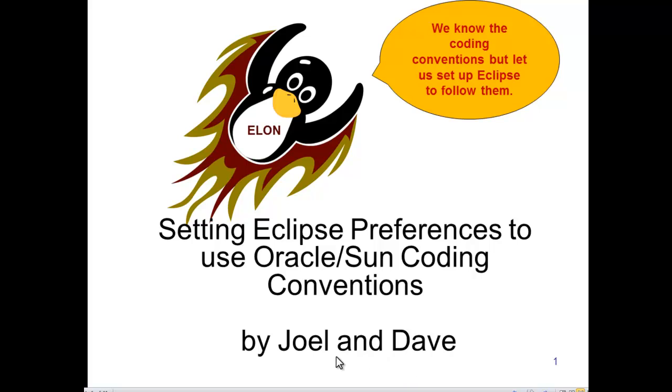On behalf of Joel Hollingsworth and myself, this is the video on setting Eclipse preferences so that we can comply, or help us comply, with the Oracle Sun coding conventions. And the great thing is, once we set the preferences in Eclipse, they're set for the current workspace in effect. We can also save those preferences and import them into additional or new workspaces when we create those, so that our code will always look the same.